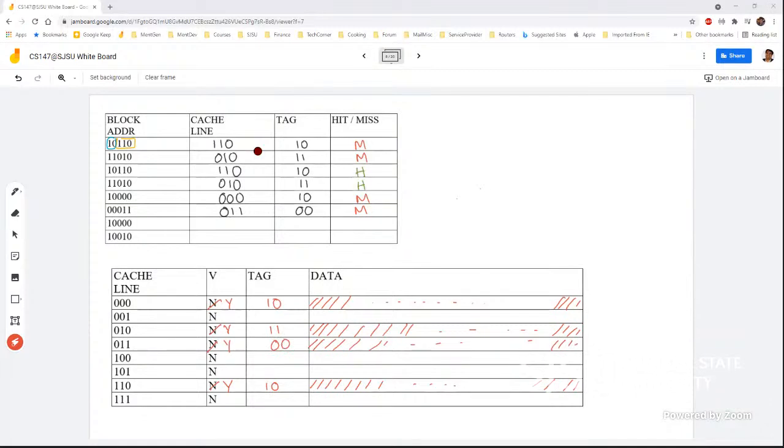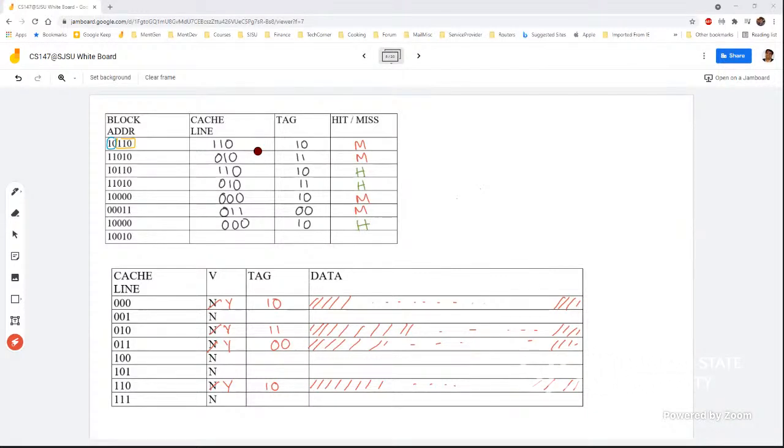This is cache line 000, tag 10. Now let's inspect 000. It's valid and has a tag, and the tag 10 is matched. So this is a match, a hit scenario, and we return back the data.